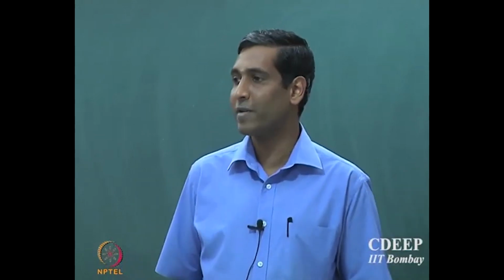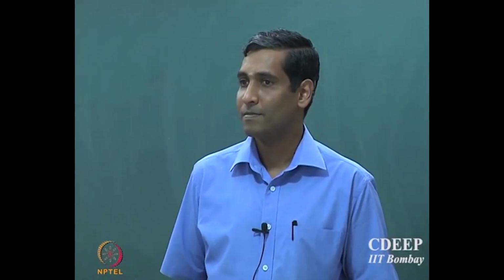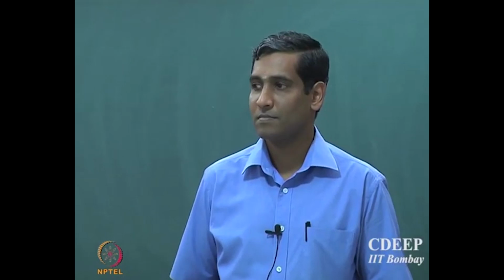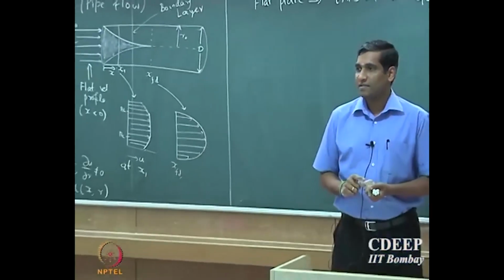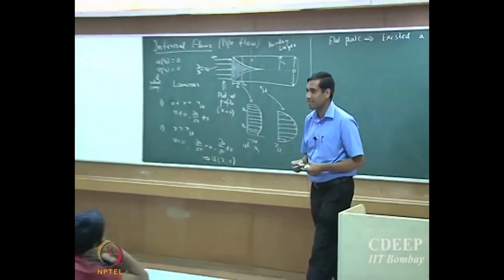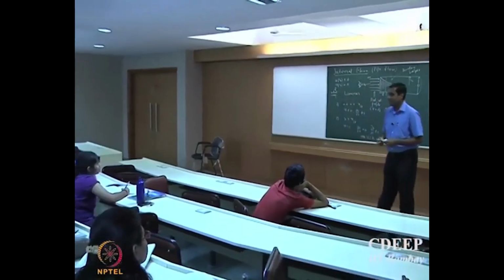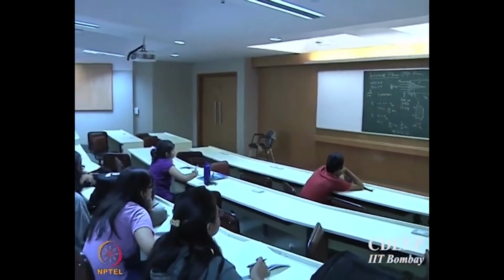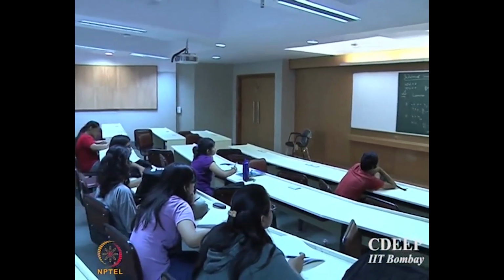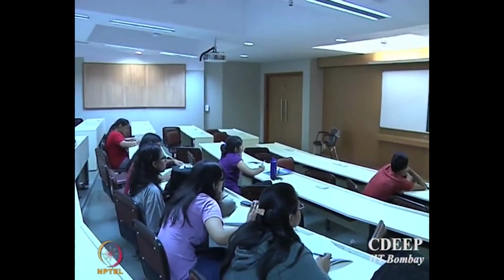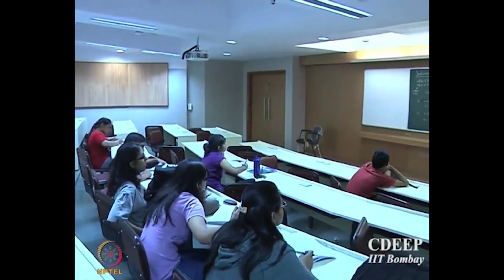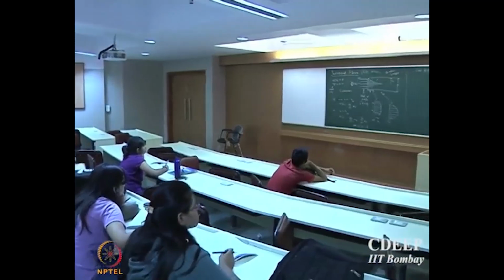So what's the most appropriate reference velocity? Yes, any suggestions? U naught? No, but that's before the pipe, right? So what's the best reference velocity inside the tube? Maximum at the center, okay, that's one possibility. Okay, what else?